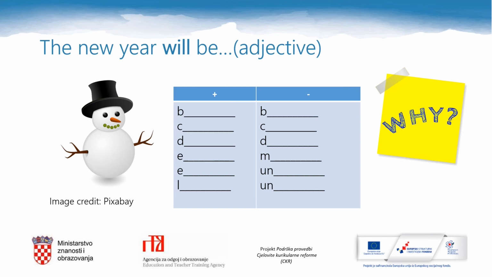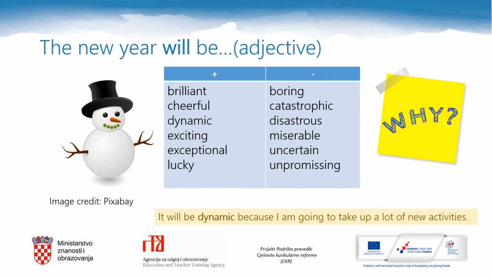When you think of an adjective, think of an explanation too. Why would you say that the year is like that? Pause this video and do this exercise in your notebook. Look, here are the adjectives. The new year will be brilliant. It will be cheerful, dynamic, exciting, exceptional, lucky.